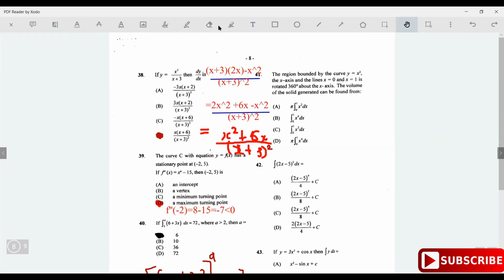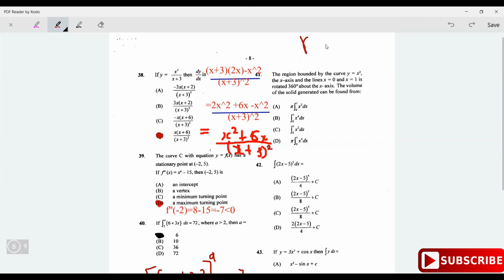To find the volume, I just want to write down the formula: volume is equal to pi times the integral of y squared dx. That's how we find volume. This is y, and so in this case, y squared would be equal to x to the 4. So volume is pi times the integral from 0 to 1 of x to the 4. Easy, soft.